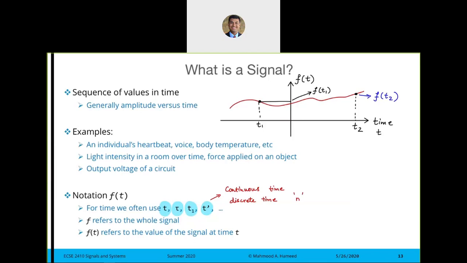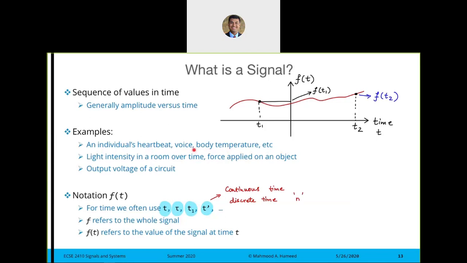So this could be the amount of gas your car is getting at every time. It could be a person's height over the course of his or her lifespan. This could be the room temperature, anything that is a continuous variable, you can sketch that as an amplitude versus time graph. And the sequence of those values in time are essentially the signal, f of t in this case. So example, an individual's heartbeat, an individual's voice, an individual's body temperature, etc. Those are all signals that change with respect to time.